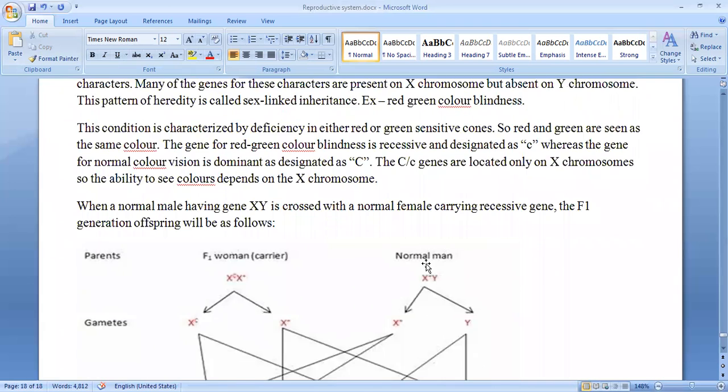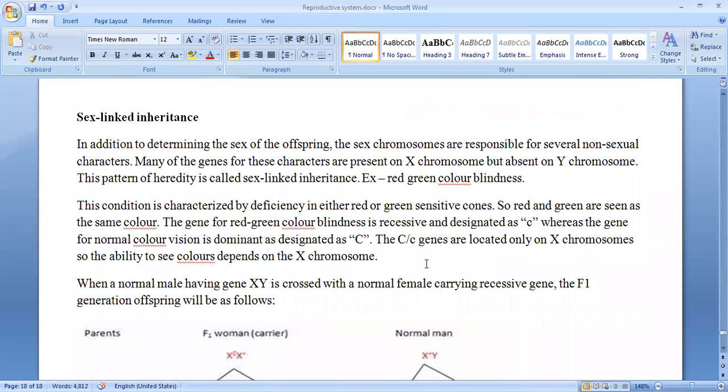So this kind of inheritance pattern, where the character is passed on to the next generation because it is present on the sex chromosomes, is called sex-linked inheritance. So with that, we have completed this part of the reproductive system.